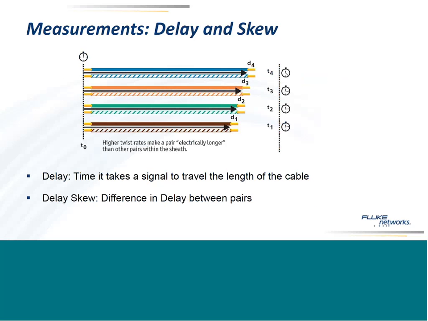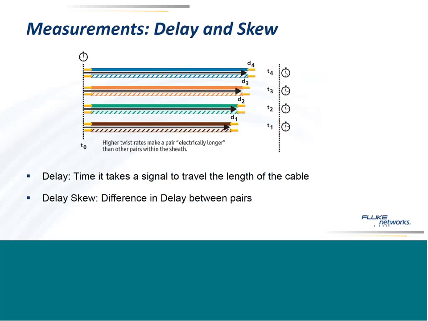Another measurement that is important is delay and skew. Delay is just the time it takes a signal to travel the length of the cable. Signals travel at about 70% of the speed of light. And so the cable, if you know that propagation rate in the cable, also called the nominal velocity of propagation, you can figure out the actual length of the cable as well. But remember, each pair will be slightly different.